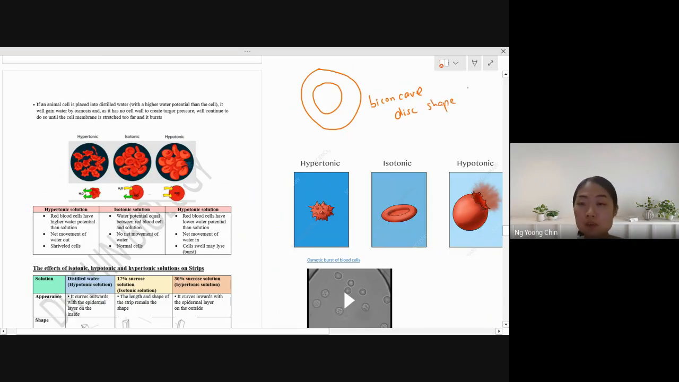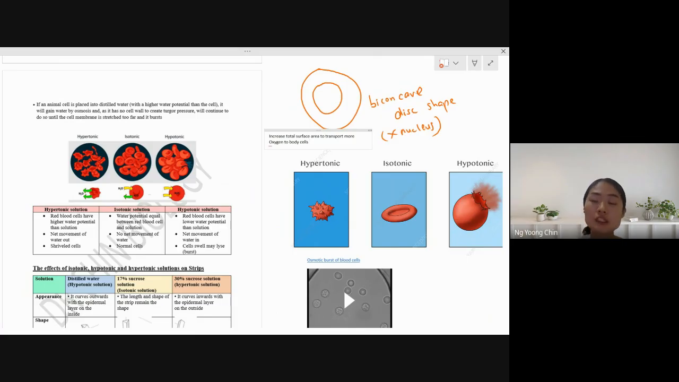Please always remember that red blood cells don't have a nucleus. It's very interesting, right? Do you know why red blood cells don't have a nucleus? There's a reason. It is because they want to increase the surface area to transport more oxygen to body cells. So this is the reason red blood cells shouldn't have a nucleus.